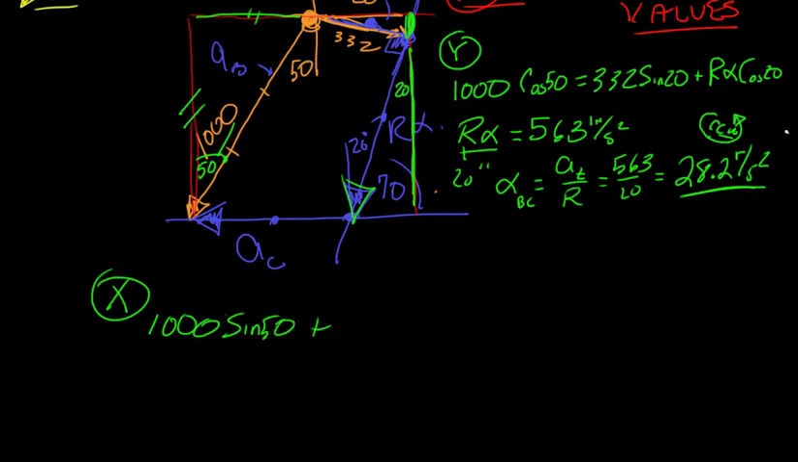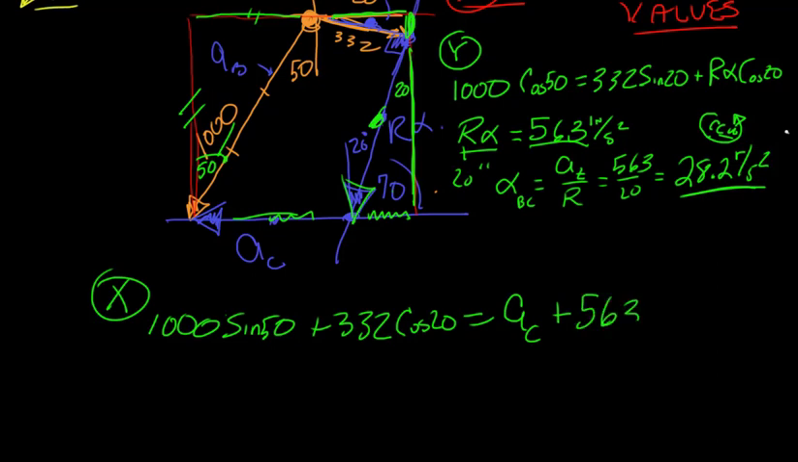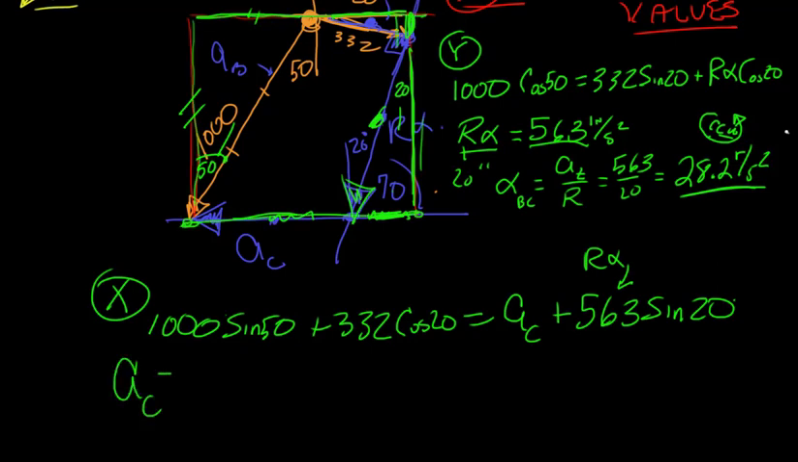sine of 50, plus this leg over here, which is 332 cos of 20, has to equal this leg down here plus this leg. A sub c is simple enough, plus the R alpha here, which we found, R alpha is 563. That's R alpha. And the horizontal would be sine of 20. And from here, we'll find the acceleration of point C is 885 inches per second squared, and it's in this direction as shown, so it's in the negative x direction.